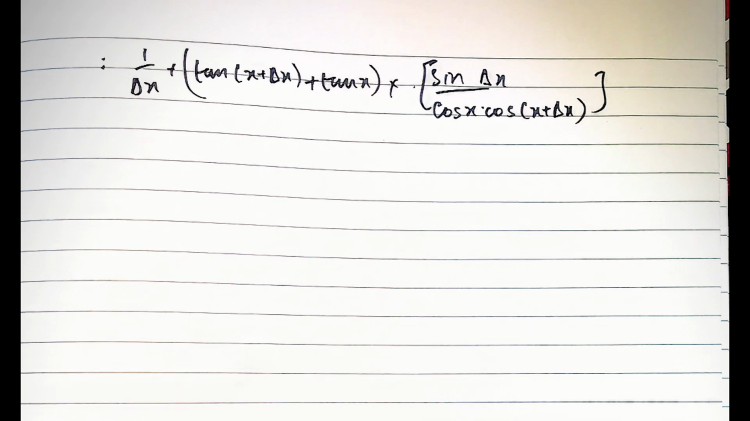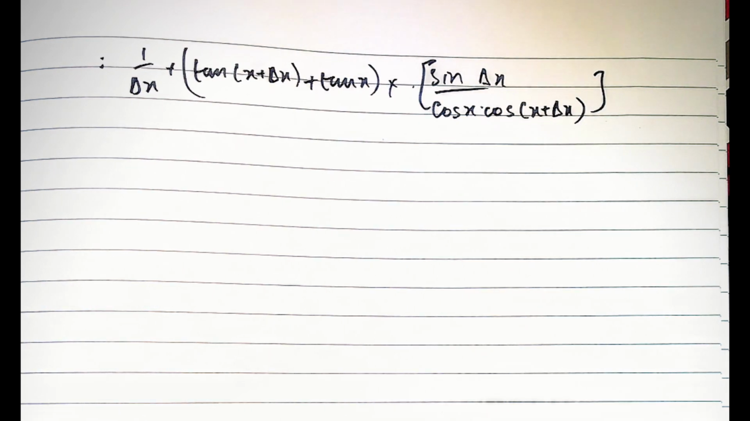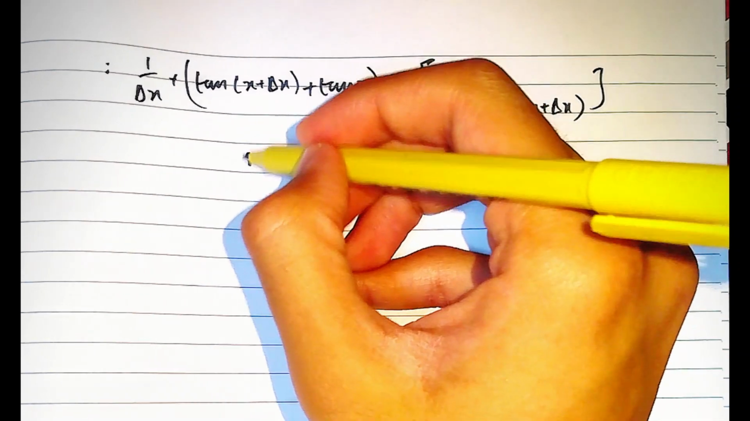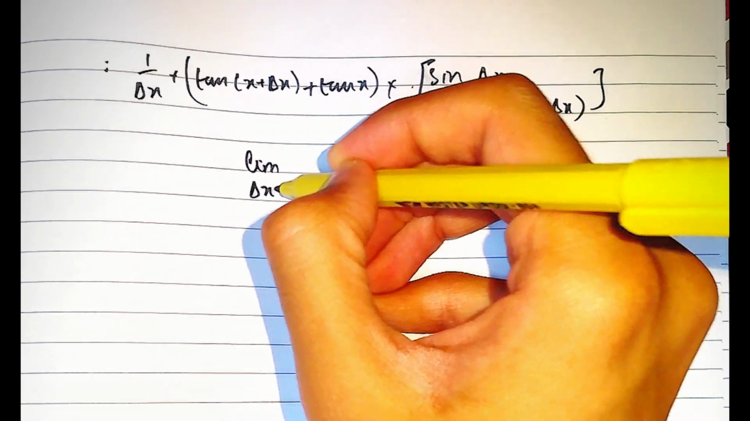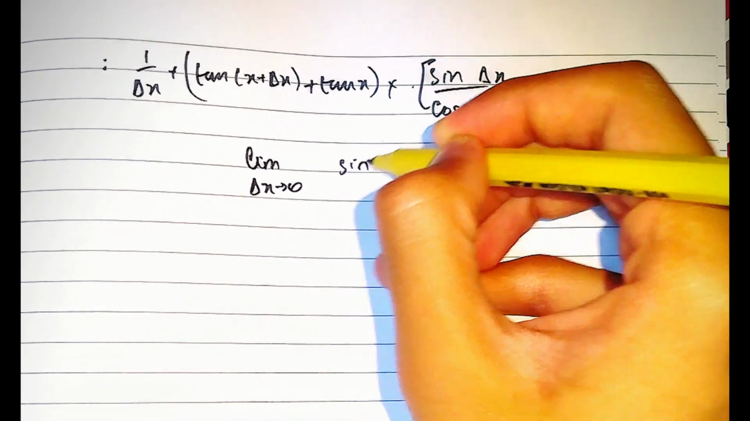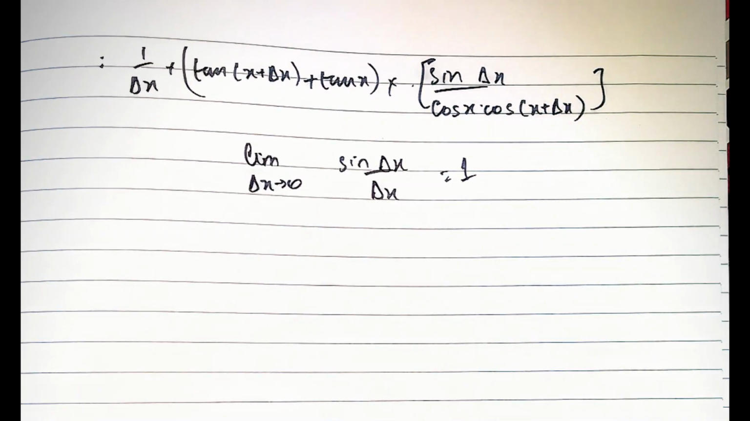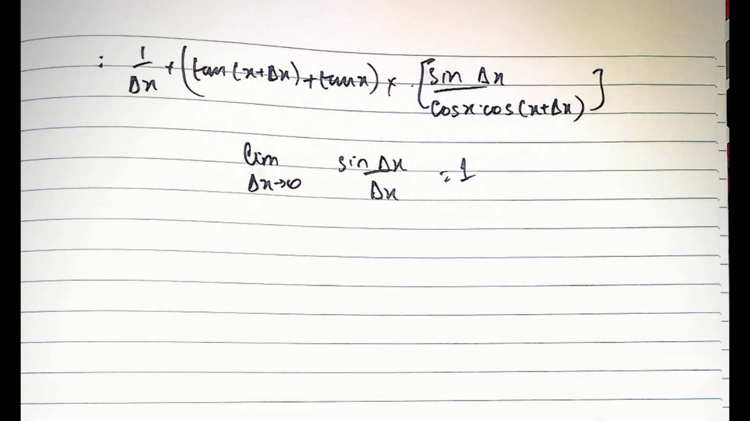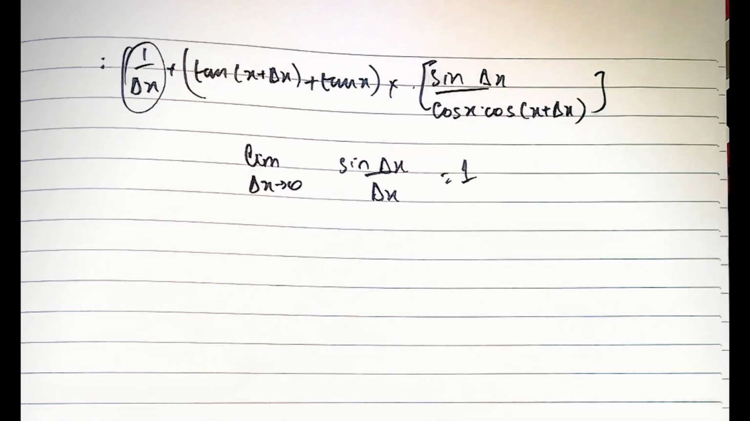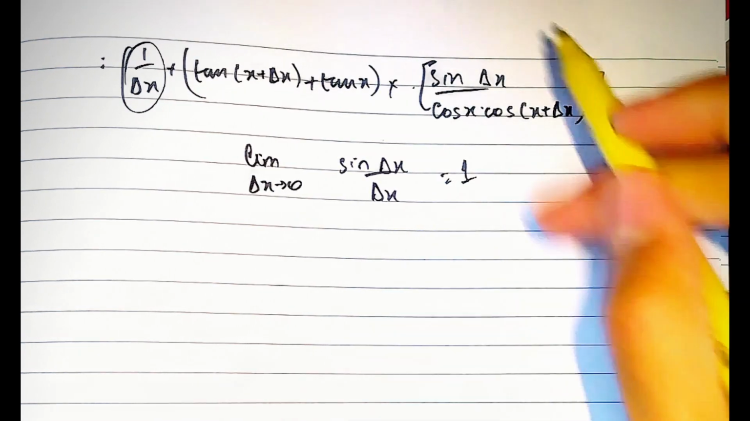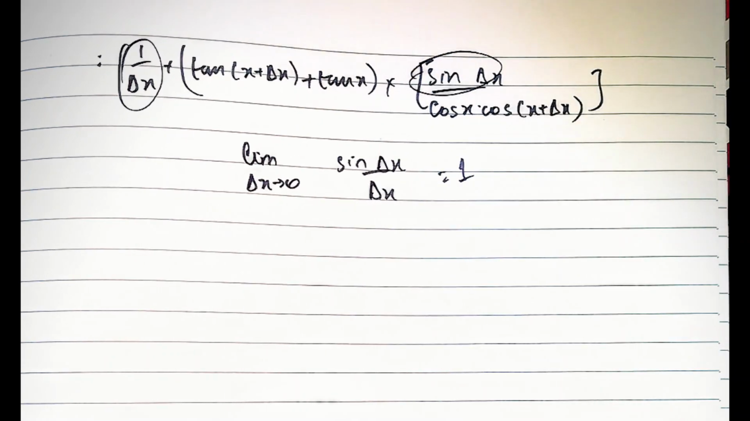But before applying the limit, we know from the previous videos that before applying the limit in any trigonometric question, we want this sequence: limit of delta x approaches 0, and sine or any other trigonometric function divided by delta x should actually be equal to 1. Now how can we do the same process over here? We can see that there is a delta x in the denominator over here, and there's a sine delta x over here.